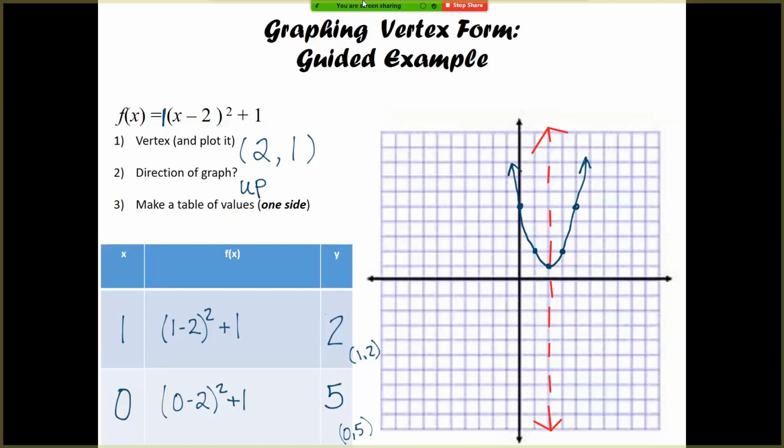So always make sure you're finding the vertex first. Double check. I know my graph should open up because we wrote that down earlier. My graph does indeed open up. Sometimes on a test, I've had people write that the graph opens down, and then when I graph it, it opens up. So you know one of the 2 things is wrong.